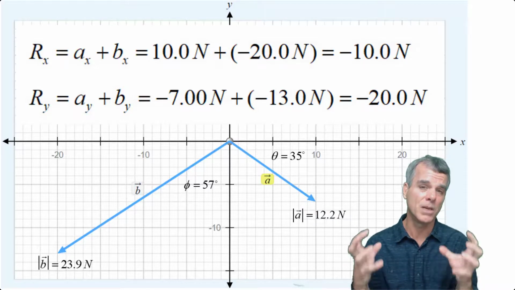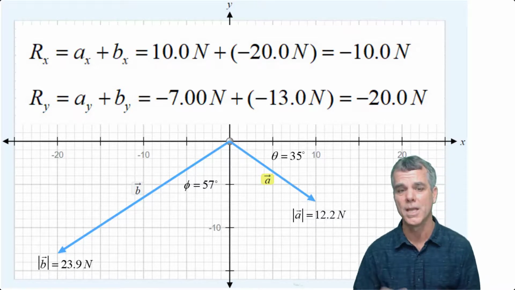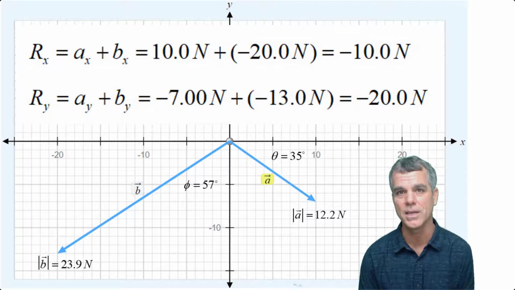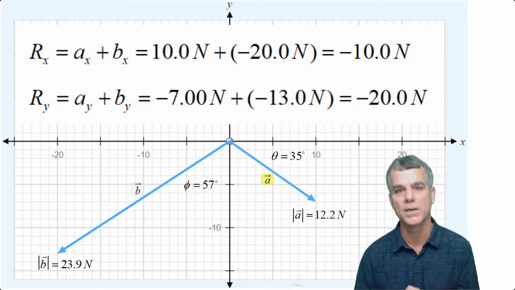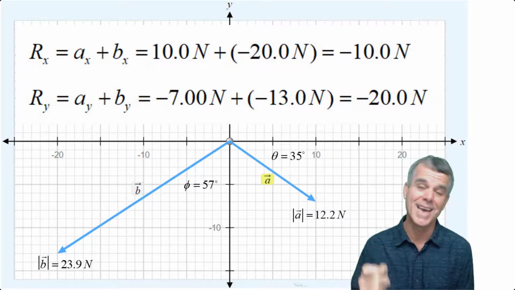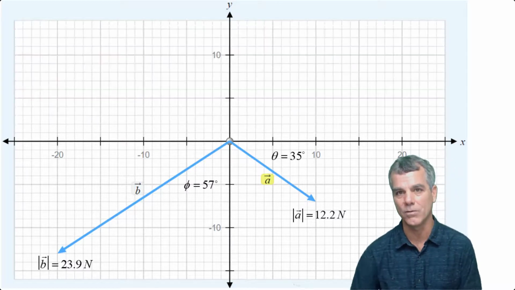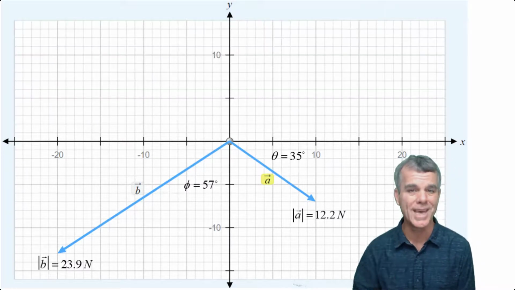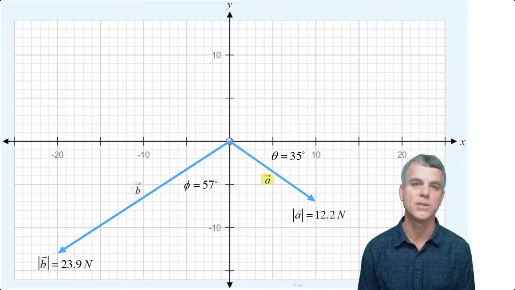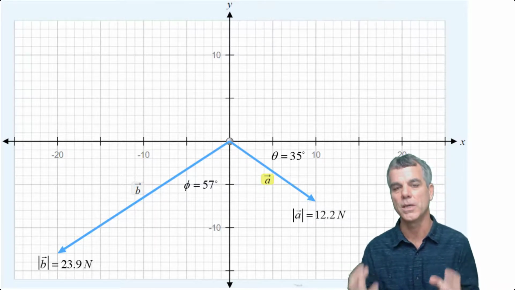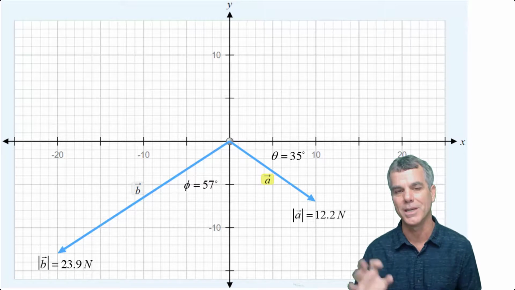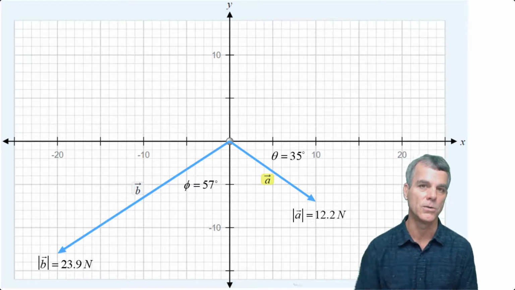So the sum of these two force vectors has an x component of negative 10 newtons and a y component of negative 20 newtons. That is in the third quadrant since we have a negative x and a negative y component. So I know that when I use inverse tangent on my calculator, it's going to give me an incorrect answer, and I'm going to need to add 180 degrees.